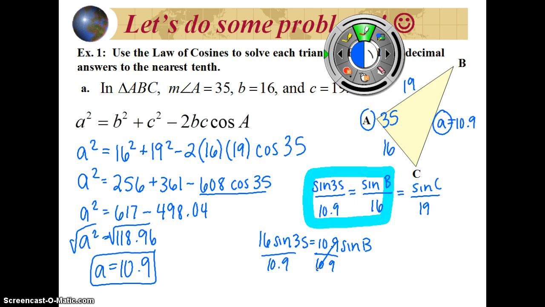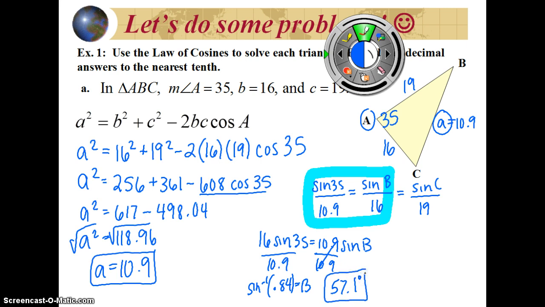So 16 times the sine of 35 divided by 10.9 is equal to, let's round it to 0.84. And then we need to take the sine inverse to get B by itself. So the sine inverse of that is going to equal angle B. To do the sine inverse of 0.84, you're going to get 57 point, and it says round to the nearest tenth, so let's do 57.1 degrees.